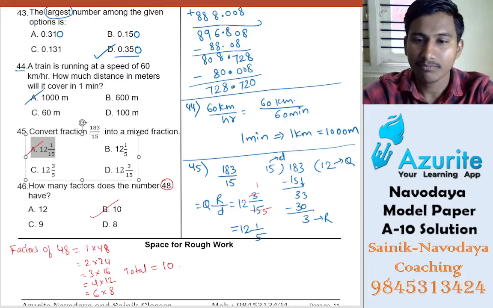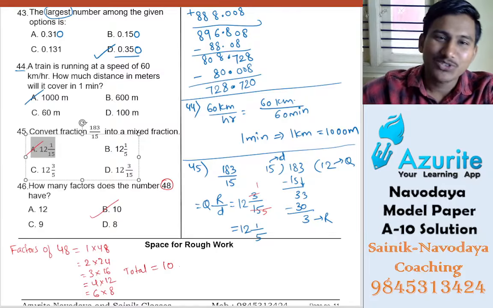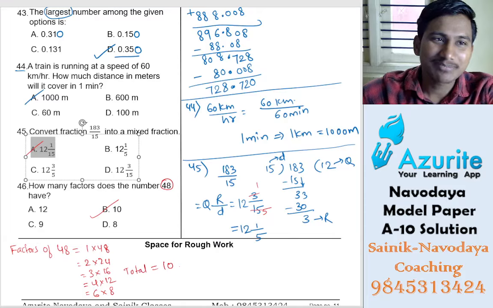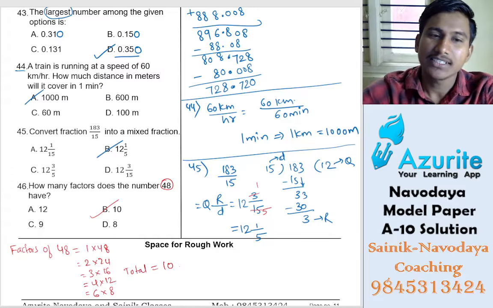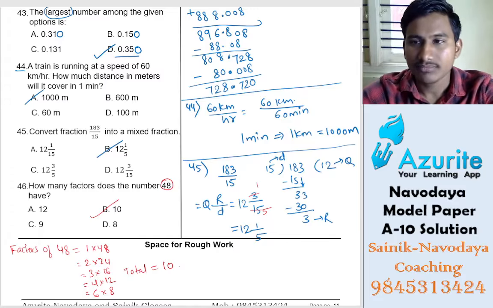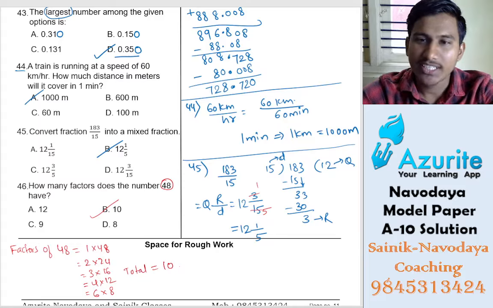It is option B, sir. So yes, students, the option is option B here, not A. The answer is option B. Sir, this will be very long. Yes, that will multiply 15 by 12, 180. Okay, good.